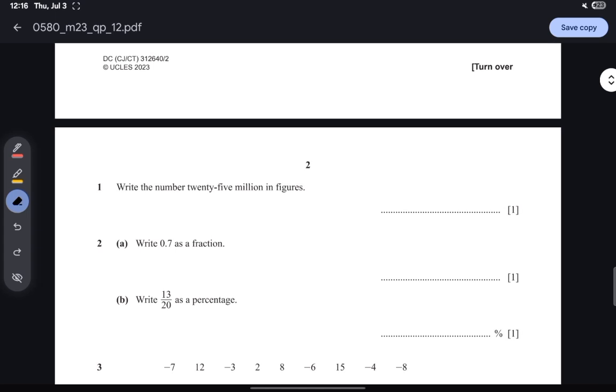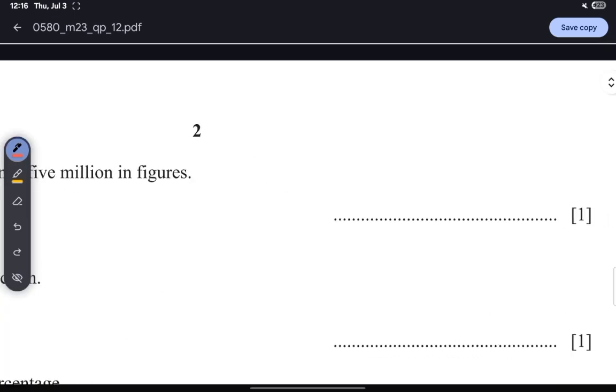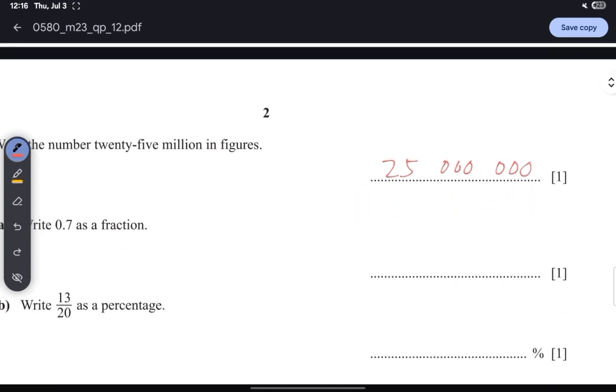Starting with the first question, write down the number 25 million in figures. We know million is 6 zeros, right? So we just put our 25 and our 6 zeros. That's our 25 million right there.